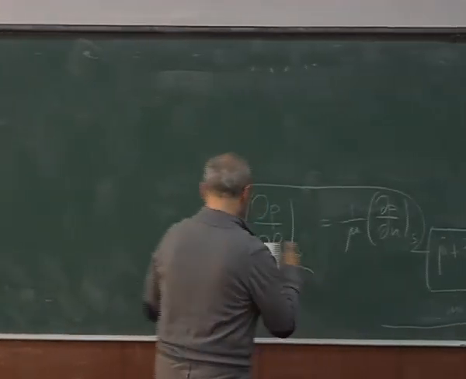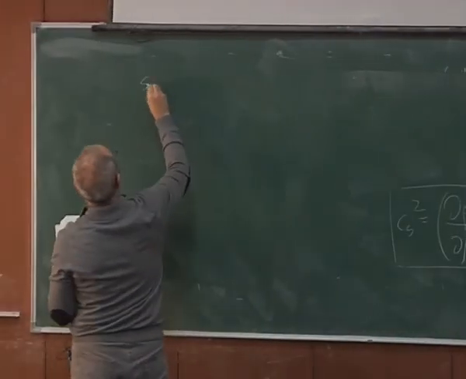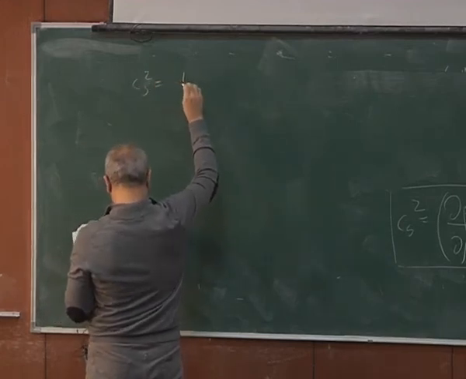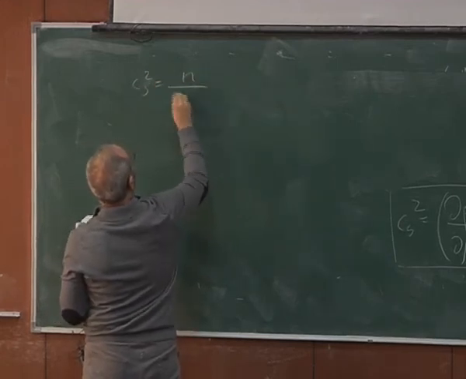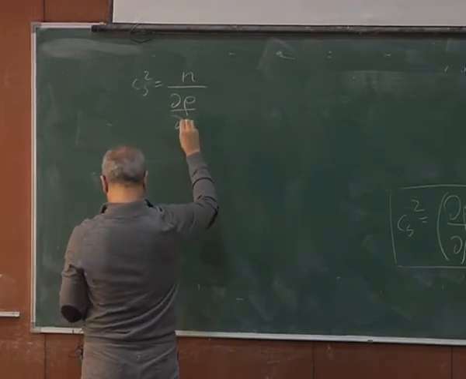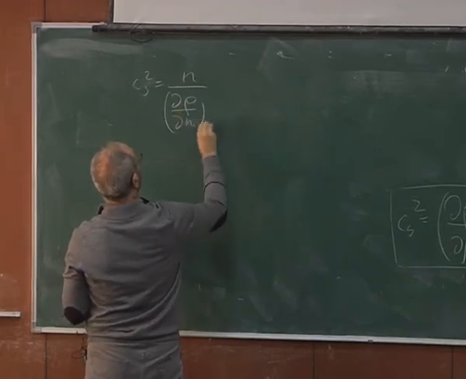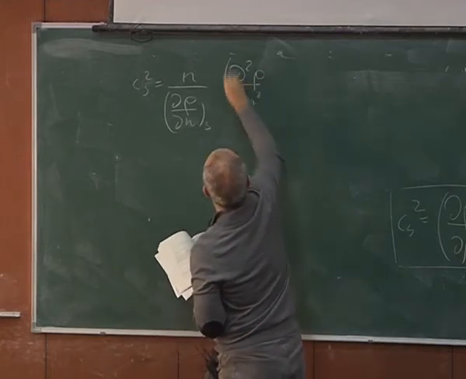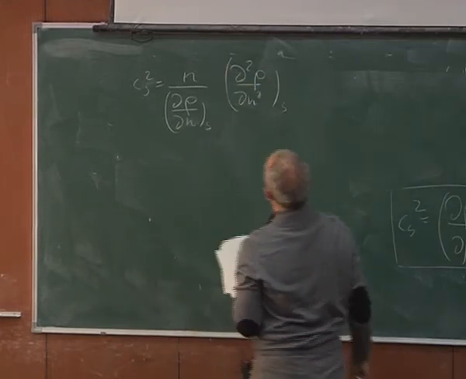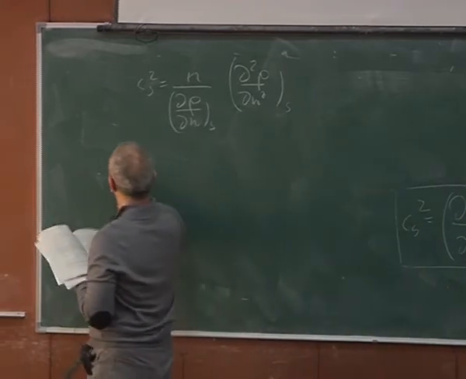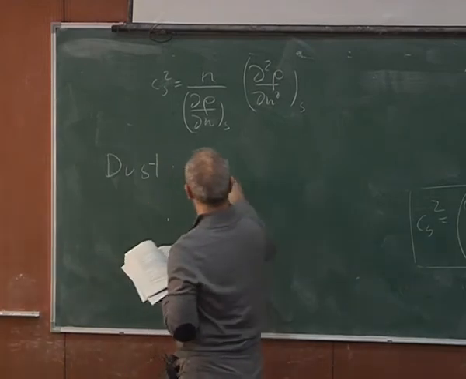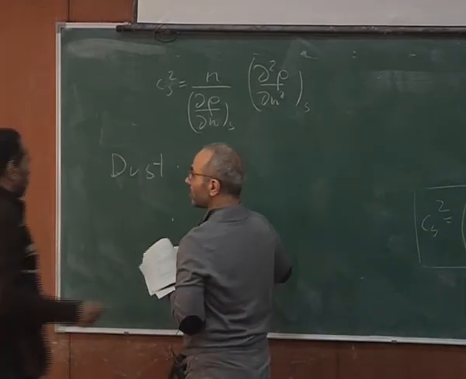So let me remind you that we wrote down Cs squared as n divided by d rho over dn at constant s, and then d rho squared over dn squared at constant entropy. Now, we will define dust to be the object which satisfies two equations of state.